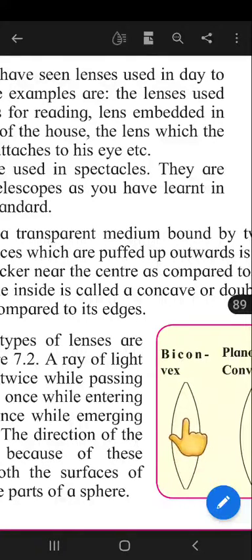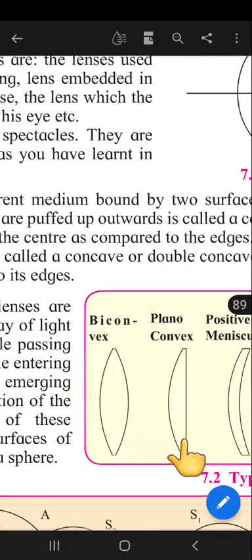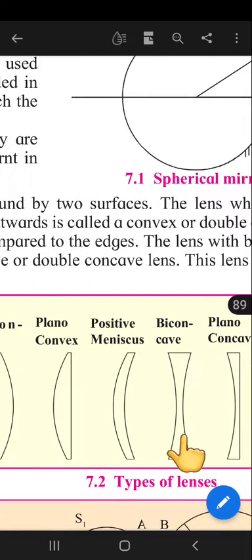Now we will define the convex lens. The lens which has two spherical surfaces which are puffed up outside is called a convex lens. Now we'll define the concave lens. The lens with both spherical surfaces curved on the inside is called a concave lens.